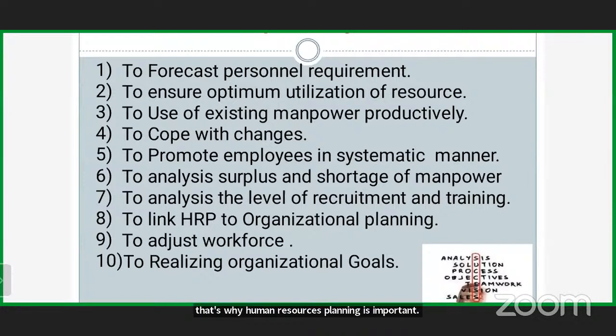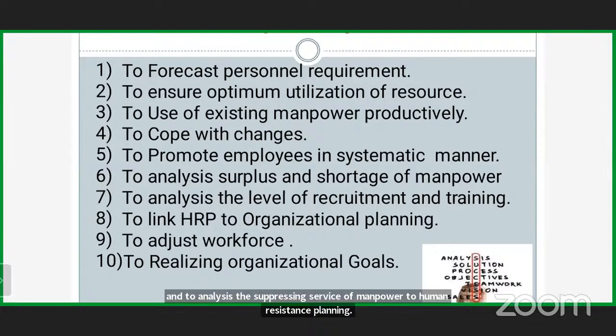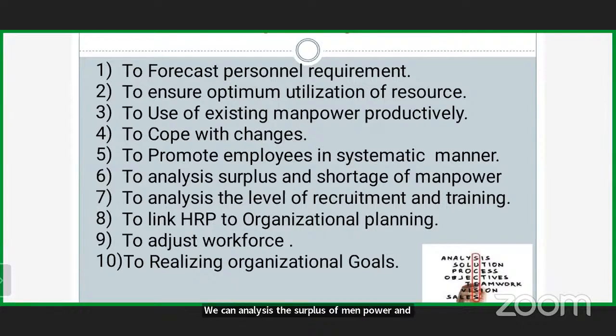Then, promote employees in a systematic manner. Promote means promotion. We can give promotion to the human resource in a systematic manner through human resource planning only, right? And to analyze the surplus and shortage of manpower. Through human resource planning, we can analyze the surplus and shortage of manpower in the organization. If there is a surplus of manpower, plenty of people are working in the organization and sitting idle, because that much work is not there presently, we call it a surplus.